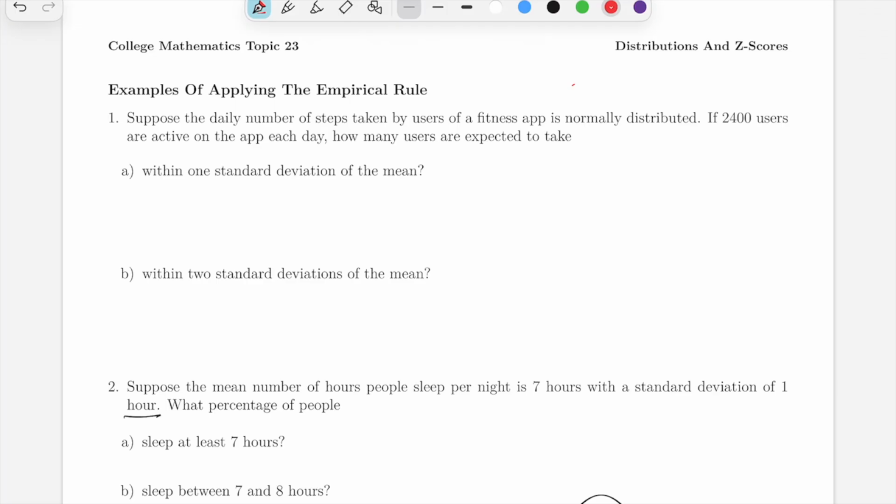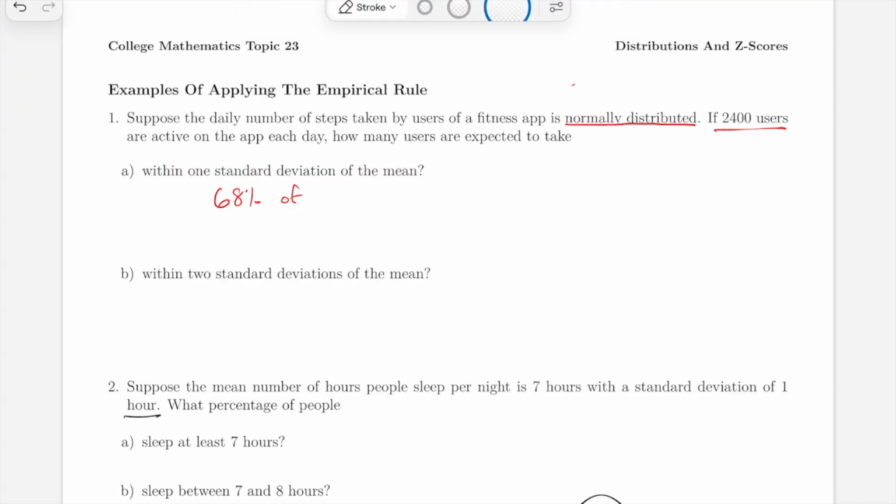Suppose the daily number of steps taken by users of some particular fitness app is normally distributed, or approximately normally distributed. If 2,400 users are active on the app each day, how many users are expected to take within one standard deviation of the mean? Now, here's the great part about this: we don't even have to know the mean. We don't have to know the standard deviation. We just know that about 68% of all the users are going to be within one standard deviation of the mean. And it tells us there's 2,400 users.